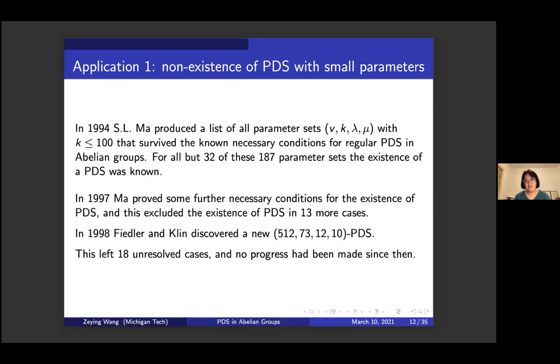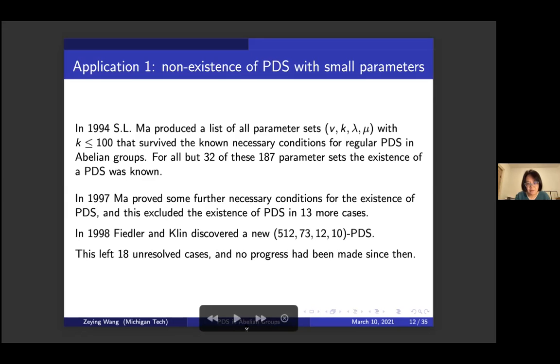So either they exist or they do not exist, but there were 32 cases left open. In 1997, he offered more conditions, and he got rid of 13 cases. Then in 1998, Frank Fitner and Michel Klein discovered a new PDS, which was in the open list. So now we have 18 cases left.